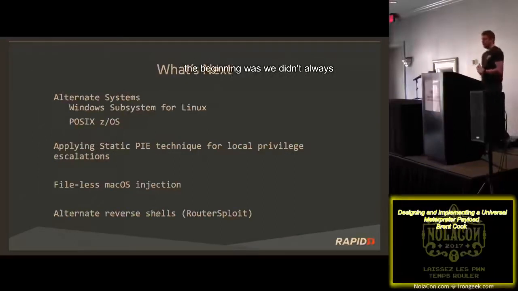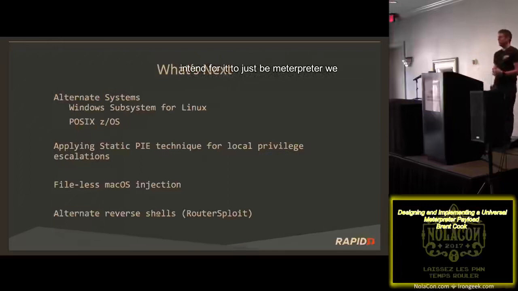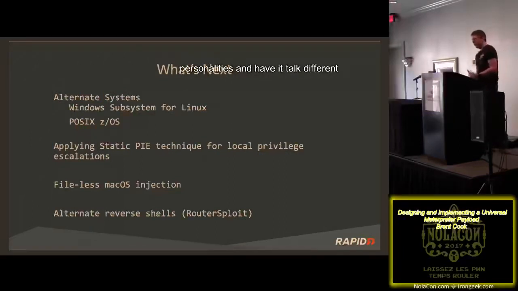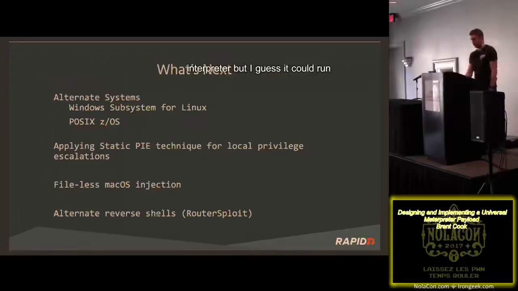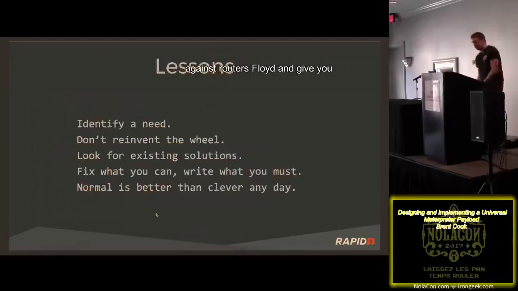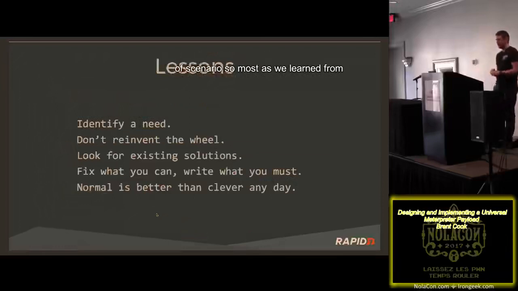Something else that we built into the payload from the beginning was we didn't always intend for it to just be Meterpreter. We can actually give it different personalities and have it talk different languages out, different protocols out. So we're actually working with the Routersploit project to incorporate it there as well. So this would not only be a Meterpreter, but it actually could run against Routersploit and give you different kinds of shells in that sort of scenario.